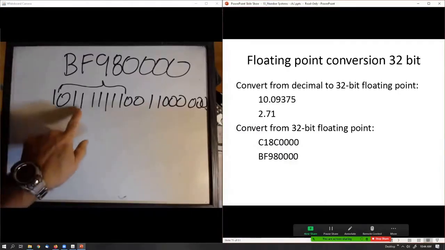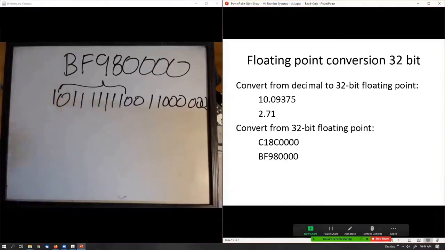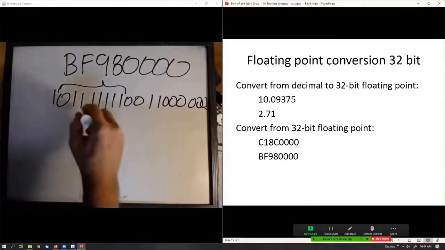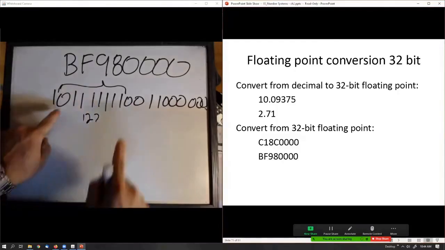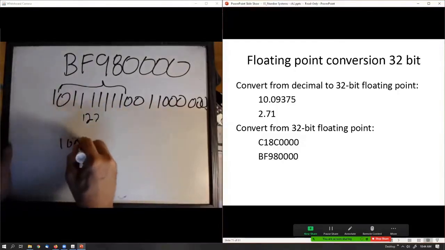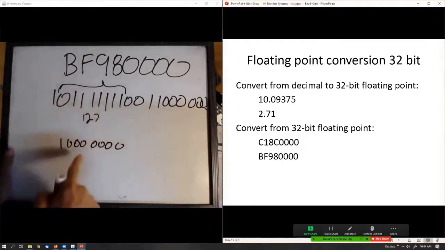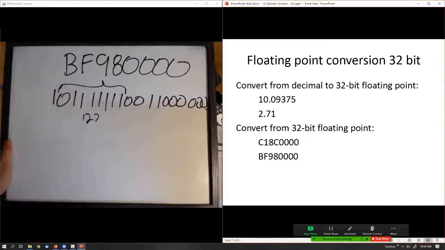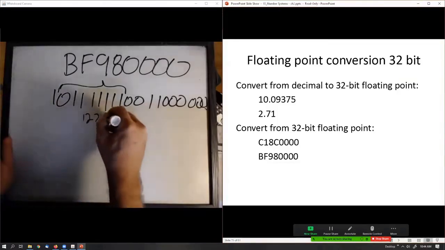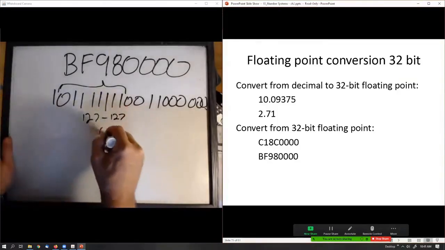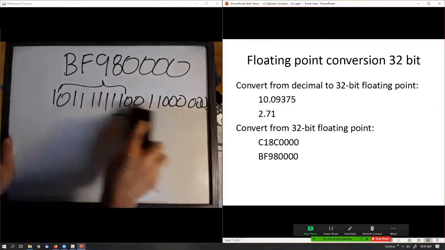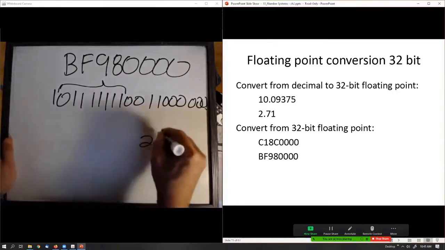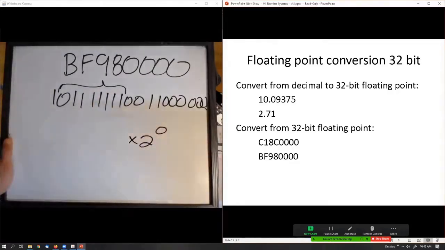All right, so 1, 2, 3, 4, 5, 6, 7, 8. Anybody know what that number is? That is 127. Because if I added 1 to it, it would be this, which is 128. So that must be 1 less than that, which is 127. So 32-bit, what's our excess? 127. So what's 127 minus 127? It's 0. So what does that mean for our exponent? 2 to the 0. That's okay. That's just fine.